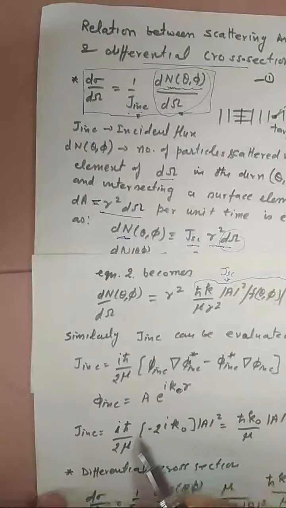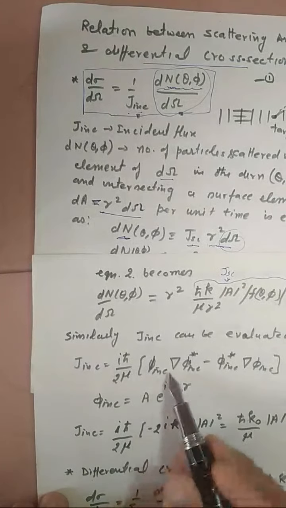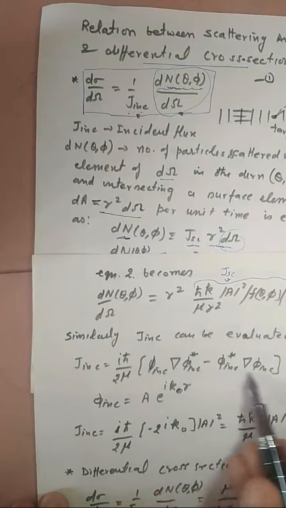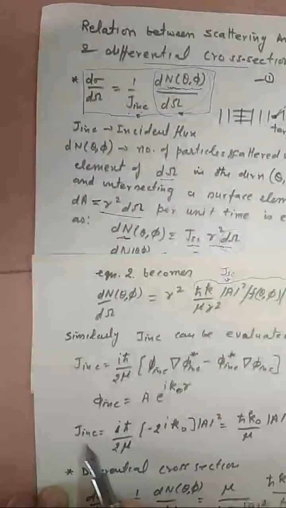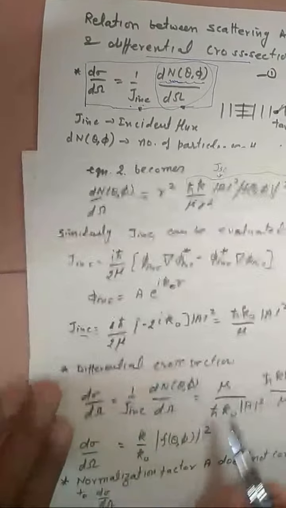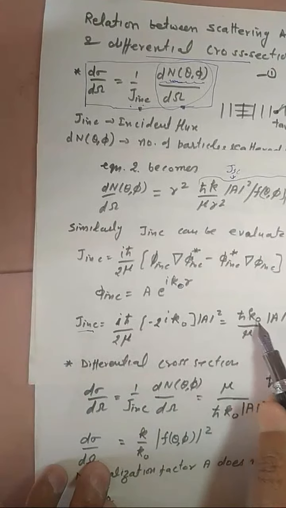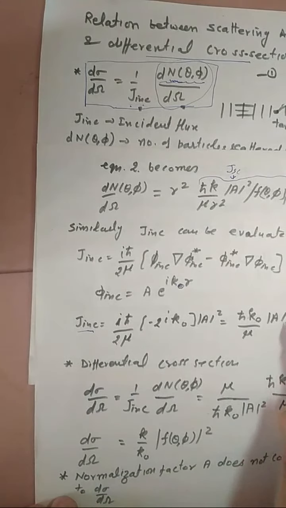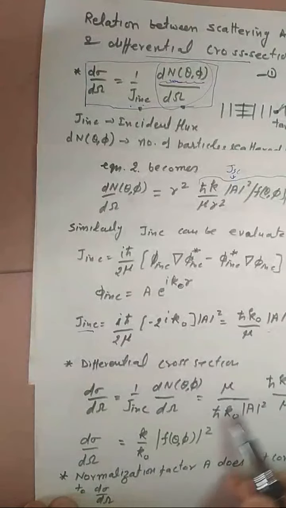So on using this wave function in this relation, we get the value of j incidence, which is equal to h cross k naught by mu into a square. So we got this expression.